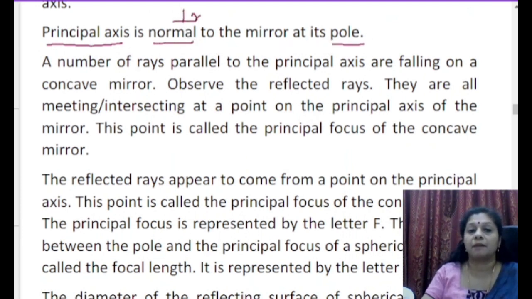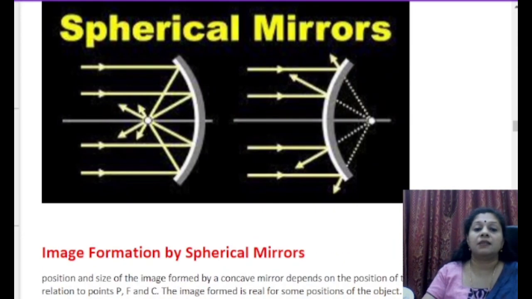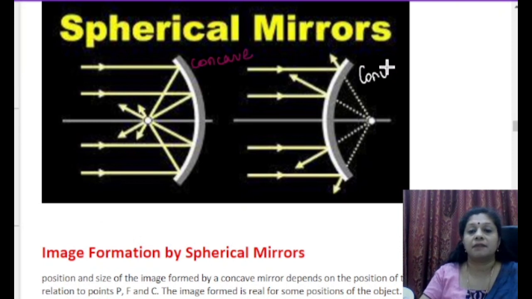Normal means what? Perpendicular. A number of rays parallel to the principal axis are falling on a concave mirror. Observe the reflected rays. They are all meeting or intersecting at a point on the principal axis of the mirror. This point is called a principal focus of the concave mirror. This one is a concave mirror, you can see, whereas this is a convex mirror. Okay, so here all these are parallel rays coming. They all reflect and they join at a point. This is called a focus of this mirror. Whereas here also they are reflecting, but we don't know from where they are reflecting. So if you produce this line backwards, we can see that they all start to emerge from a single point.